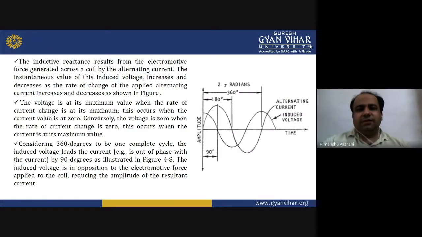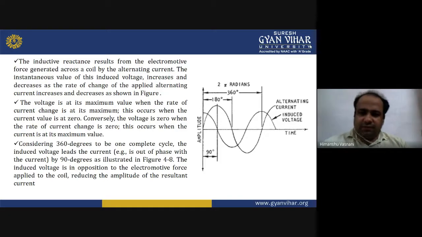The inductive reactance results from the electromotive force generated across a coil by the alternating current. The instantaneous value of this induced voltage increases and decreases as the rate of change of the applied alternating current increases and decreases, as shown in this figure.